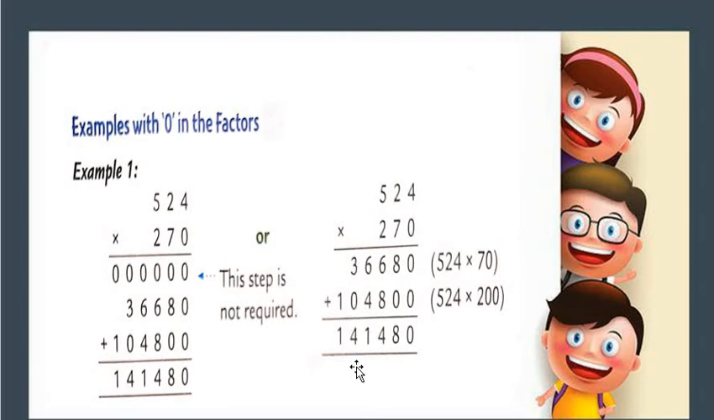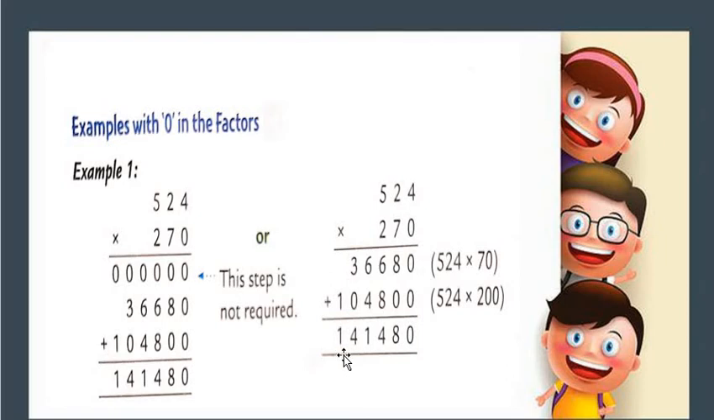And then 1 as it is. So the answer we got is 1,41,480. How many digits are here? 1, 2, 3, 4, 5 and 6. Okay, this is the ones place, then tens, then hundreds, then this place is 1000, and this place is 10,000, and then 6 digits.